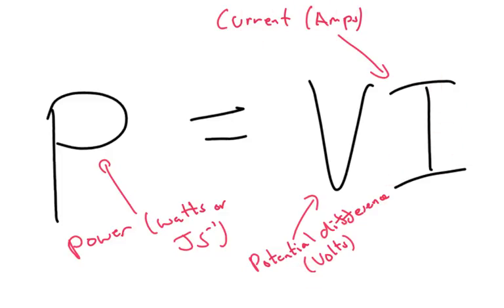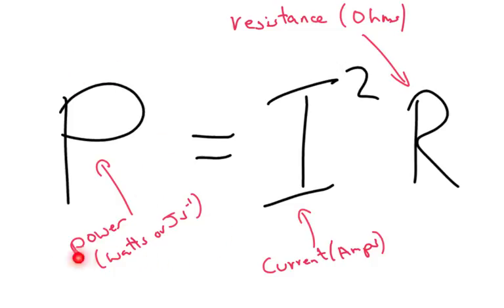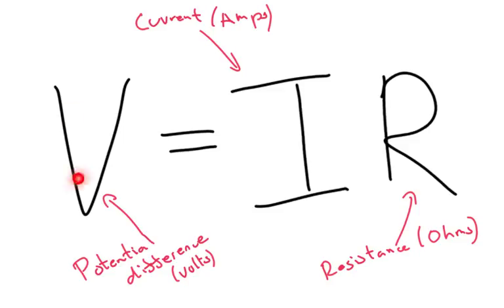Power, which is measured in watts or joules per second, is equal to the current squared, which is measured in amps, times by the resistance R, which is measured in ohms. Potential difference V, measured in volts, is equal to I, which is the current measured in amps, times by R, the resistance, which is measured in ohms.